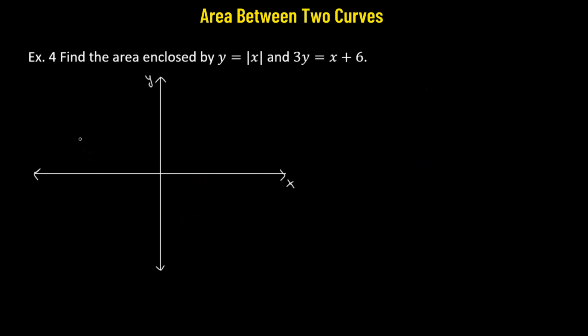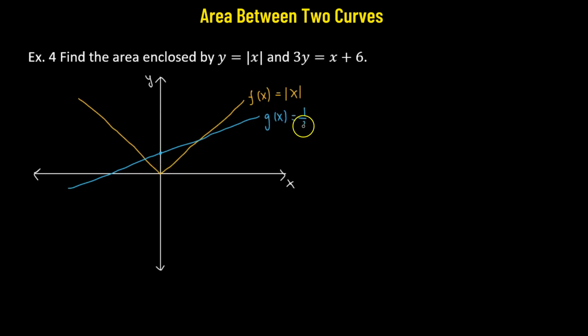Problem number 4: we need to obtain the area enclosed by the graph of y equals absolute value of x and the straight line 3y equals x plus 6. So let's call y equals absolute value of x our f of x. Then we have the equation of a straight line, 3y equals x plus 6. Clearly it has a positive slope. So this is the graph of g of x, which will be equal to 1/3 of x plus 2.